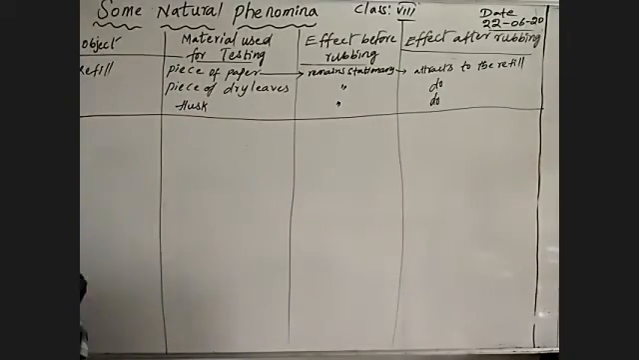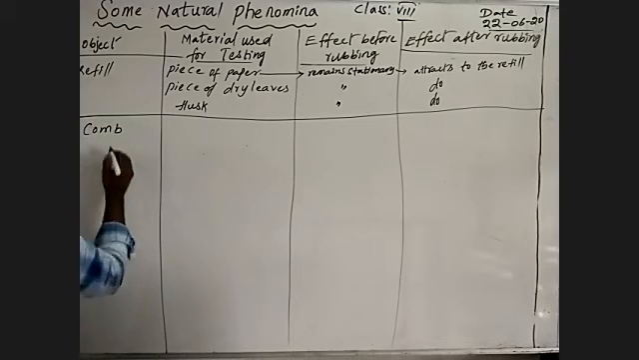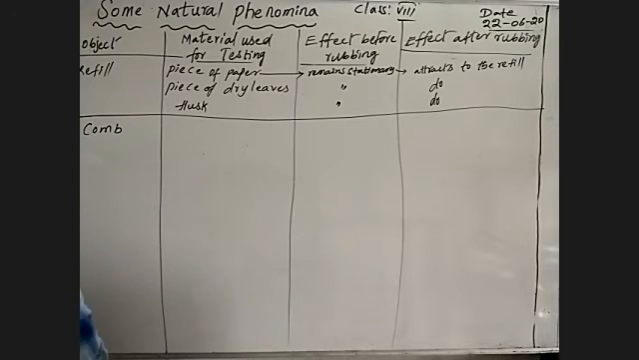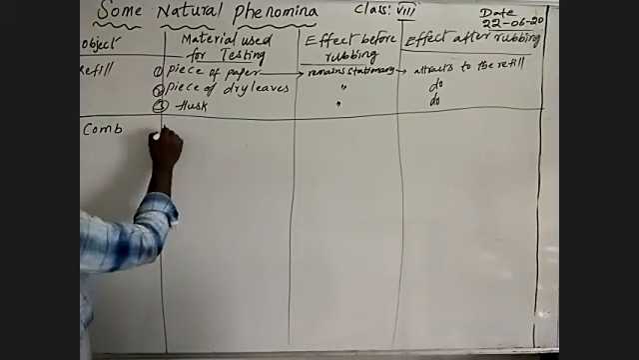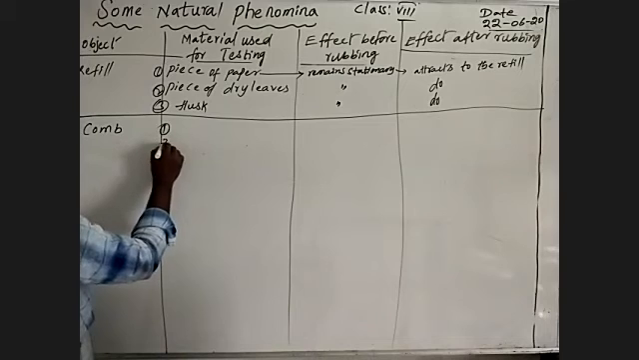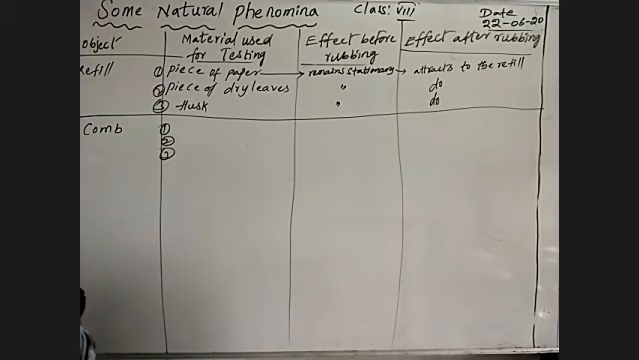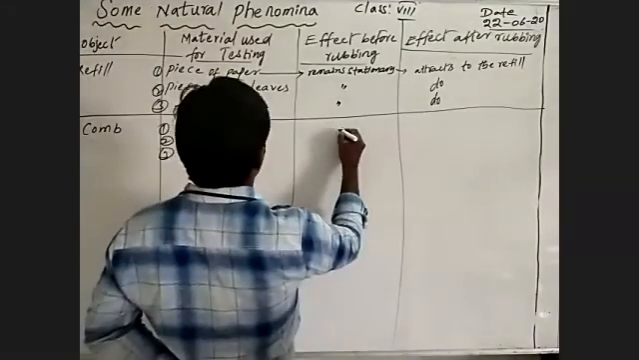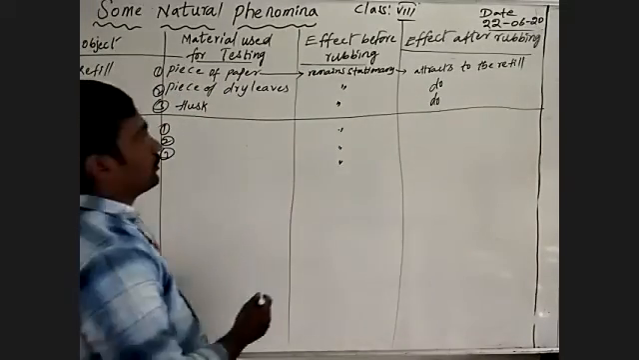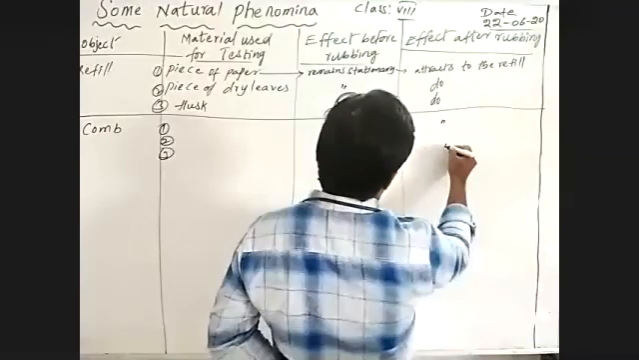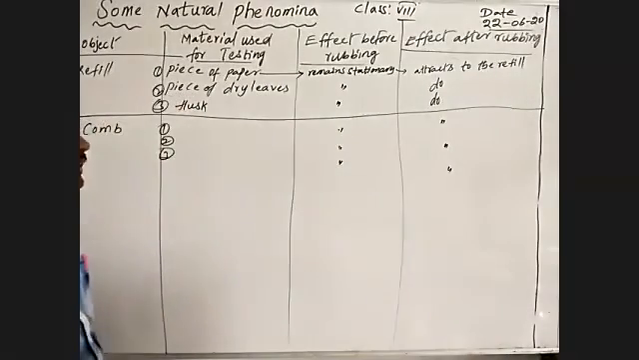Coming to the comb. Piece of paper, dry leaves, husk, same as 1, 2, 3. Same as those, using a comb. Before the rub, what happens? All are stationary. Then after rubbing, we can identify that those will attract to the comb. Of course, we already observed, no need to do it again.